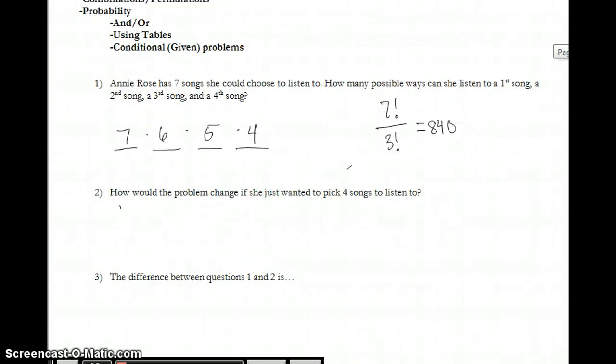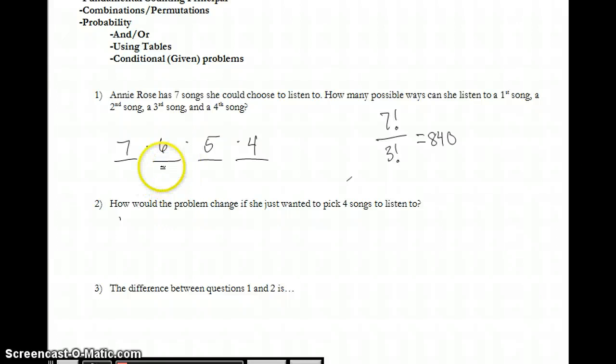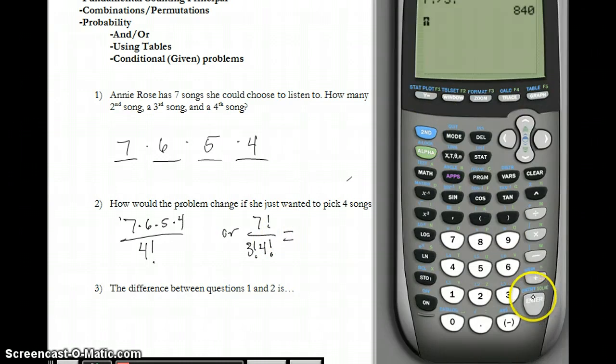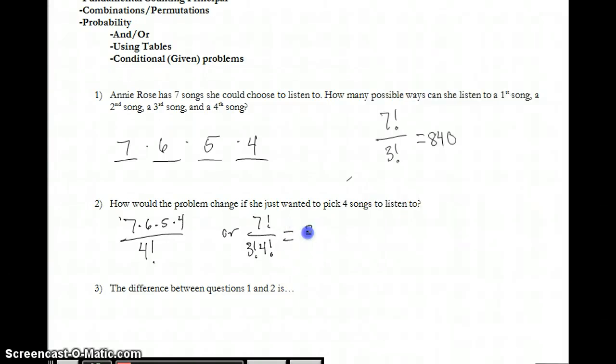If she just wanted to pick 4 songs to listen to, then we would either take the same calculation as above and divide by the order of the 4 songs, or we have our formula, which is: there are 3 songs she's not listening to, 4 she is listening to. We don't care about the order. We can plug that into our calculator. It's the same thing we did earlier, but now we want to have 2 things in the denominator. Make sure we have parentheses around those, and factorial. And we see that there are 35 ways.